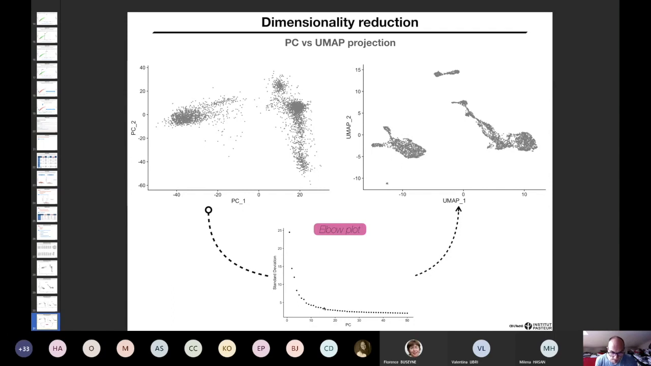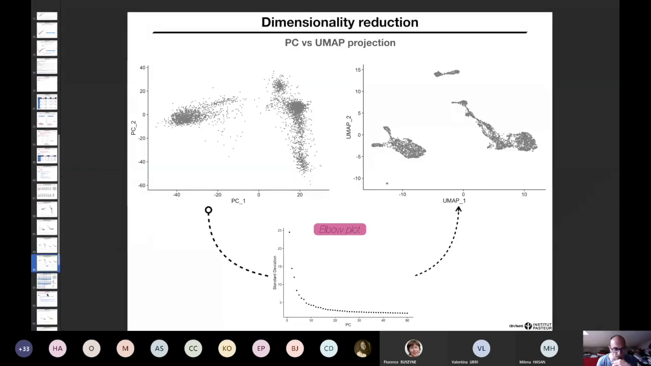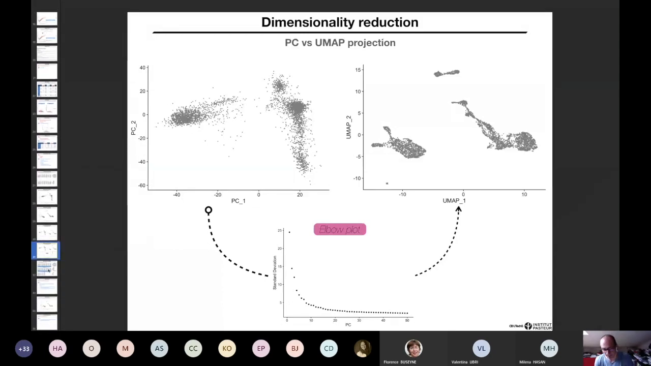So the elbow is where the curve is changing. So it should be here roughly around the 10th value. But because the authors claim that with the SCT transform normalization, you can use more PCs than what the elbow plot can suggest, I used the first 20 PCs just to see how it affects the analysis.